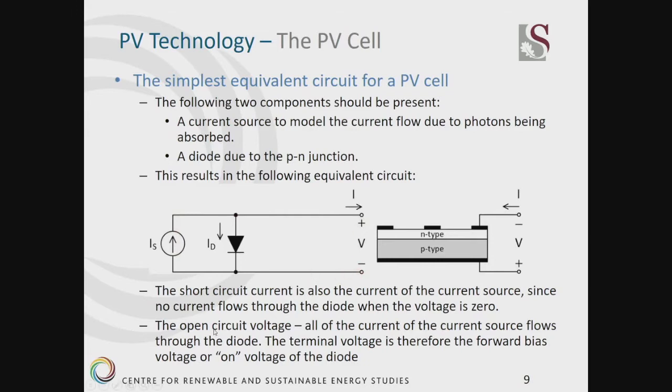The open circuit voltage is when all the current flows through the diode, so there is no connection at the terminals. When all the current flows through the diode, we basically measure the on voltage or the forward bias voltage of the diode.